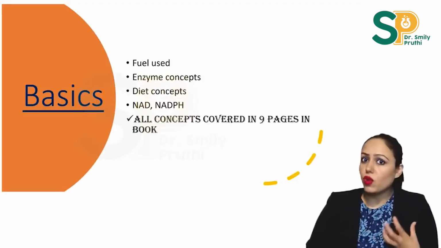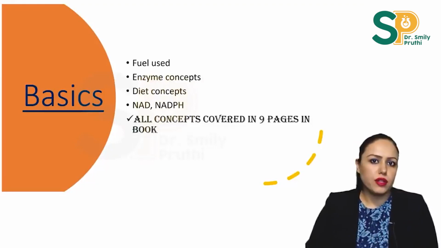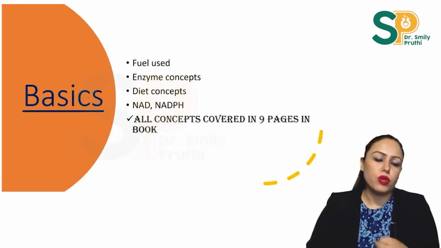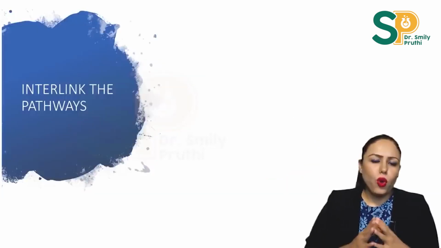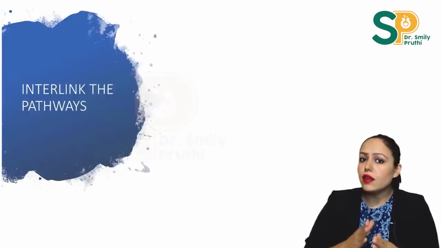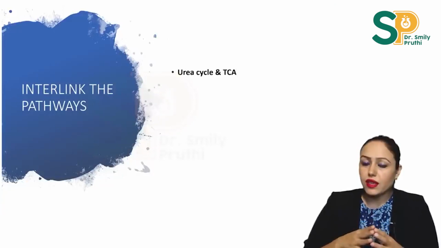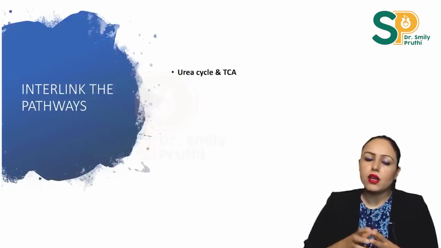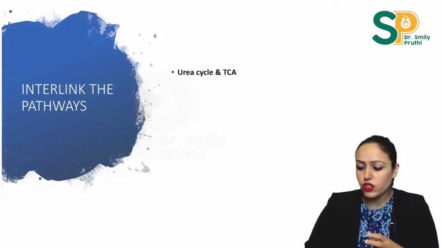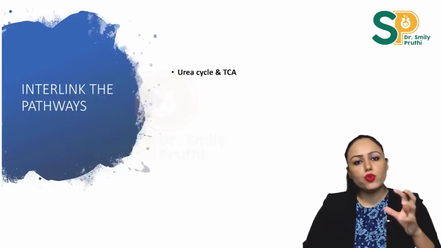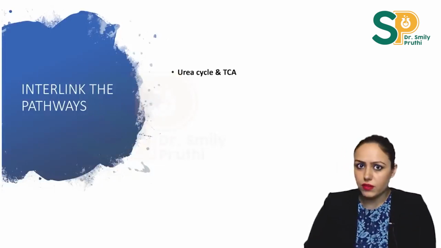And all these basic concepts required before starting the subject are covered in my book in the starting 9 pages of the book. So this helps you a lot. Then always in biochemistry, interlink the pathways. Few of the pathways are very much interlinked. For example, urea cycle and TCA cycle link occurs with the help of fumarate and aspartate. So always do the links. It helps you do both the pathways together, right?